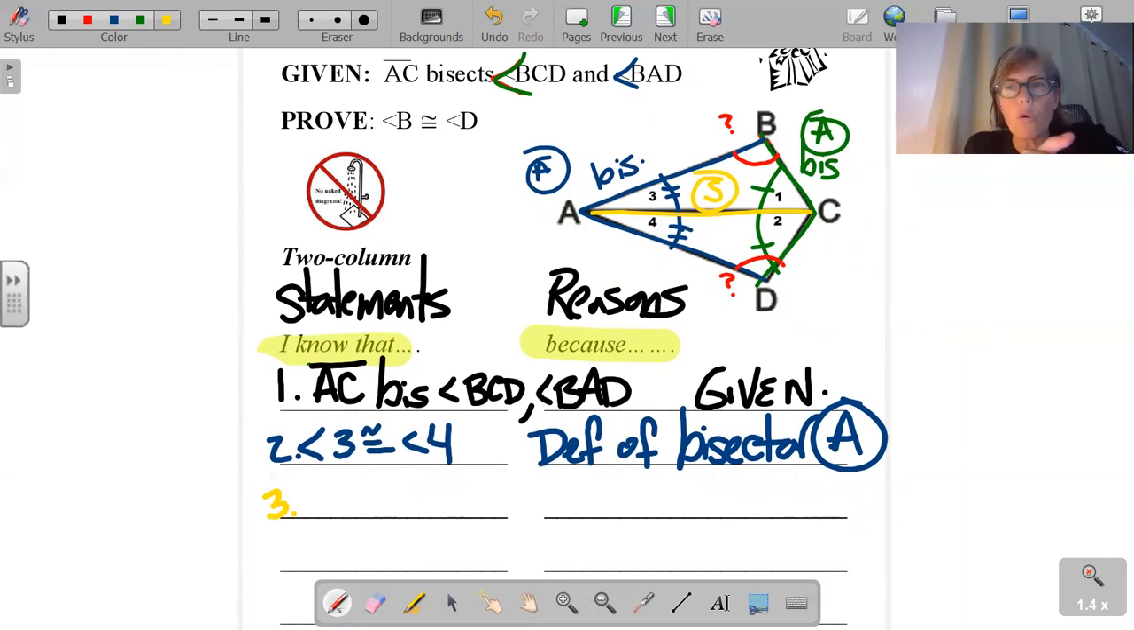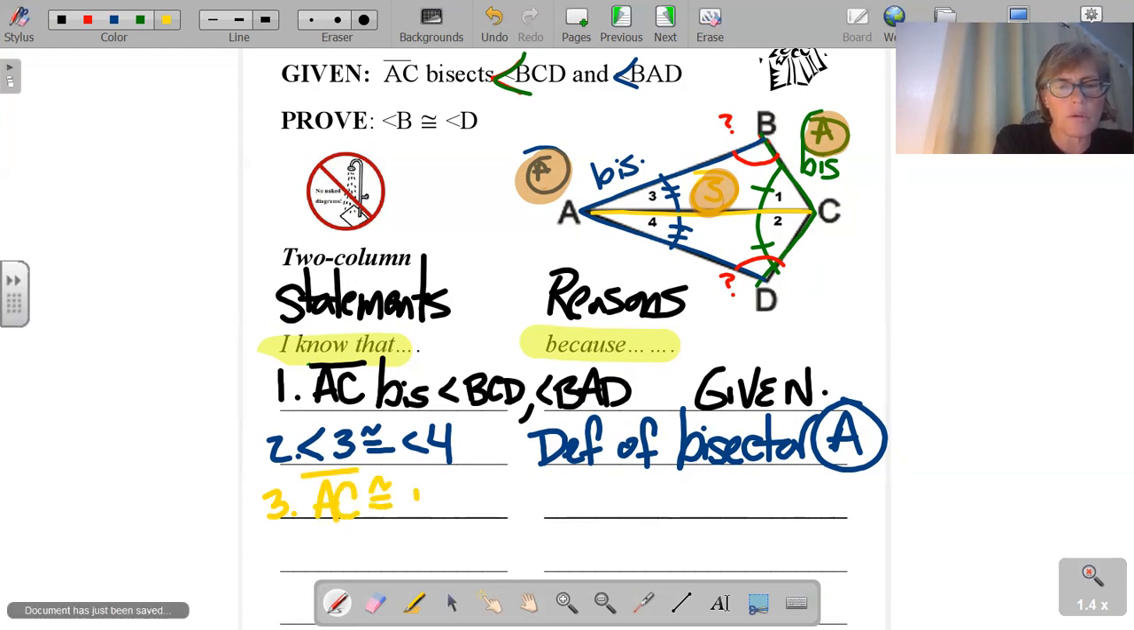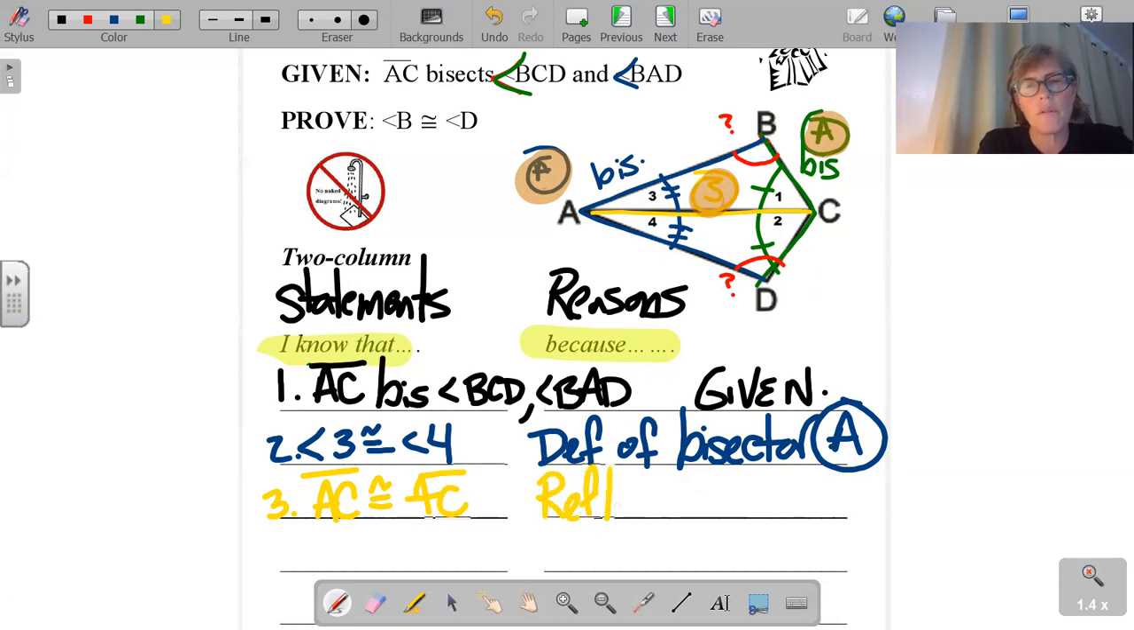You can do this in various orders. I like to follow the order of the shortcut. So angle, side, angle. I could talk about both angles first and the side, but then some students get it confused as angle, angle, side. It's not. So I'm going to follow the order of the shortcut itself. So step 3, I'm going to say AC is congruent to AC. Why is that true? Reflexive property, that gives me a pair of sides.